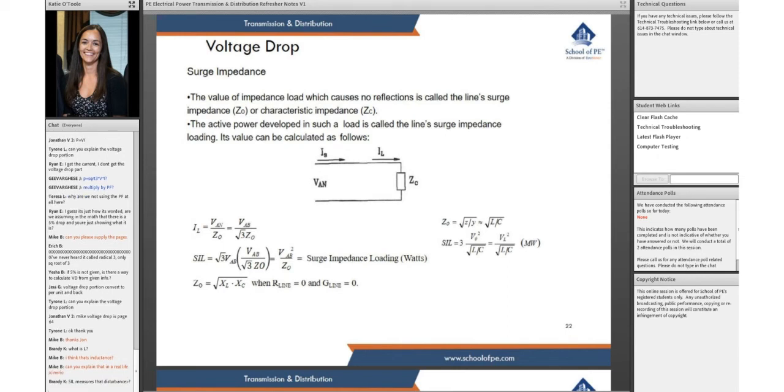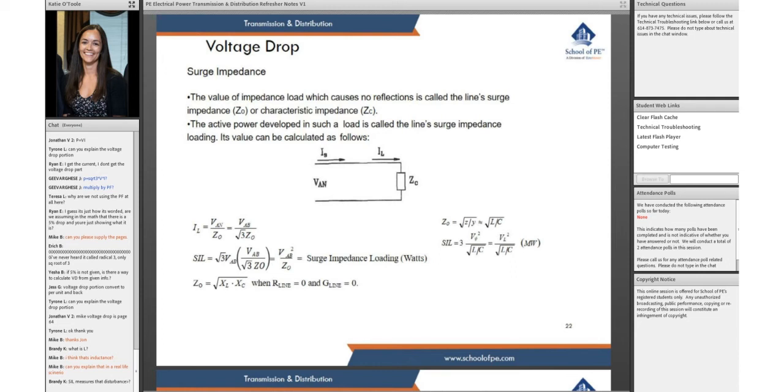So, more on the surge impedance. The value of the impedance load which causes no reflections is called the line surge impedance, or your Z0, your characteristic impedance, your ZC. The active power developed in such a load is called the line surge impedance loading. Its value can be calculated through the following.